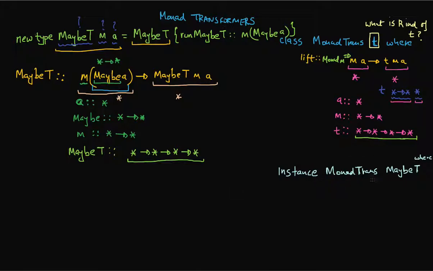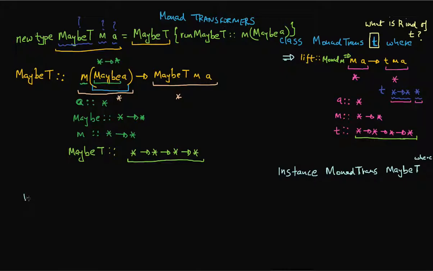So I've got my instance MonadTrans MaybeT, where now this is the behavior that needs to get implemented in my instance. The behavior is a lift method that takes in as an input m a and gives back as an output t m a. The class constraint here is that m must be a monad. So I'm just going to take that signature and write it a little more clearly, replacing wherever I see a t with MaybeT.